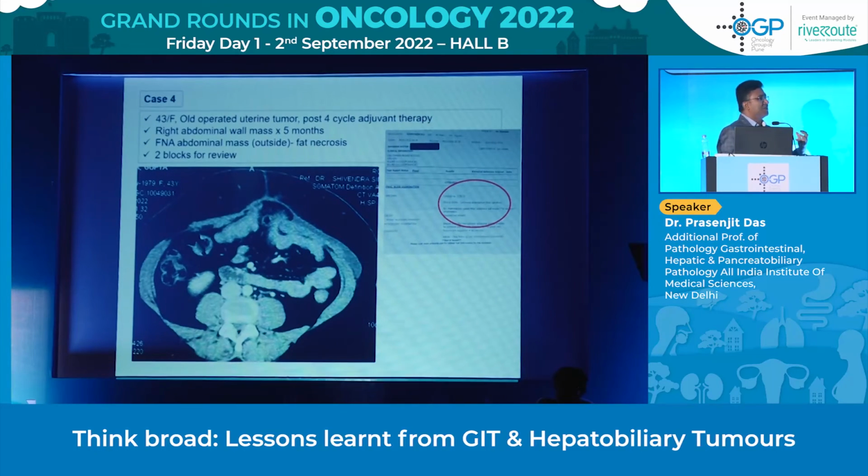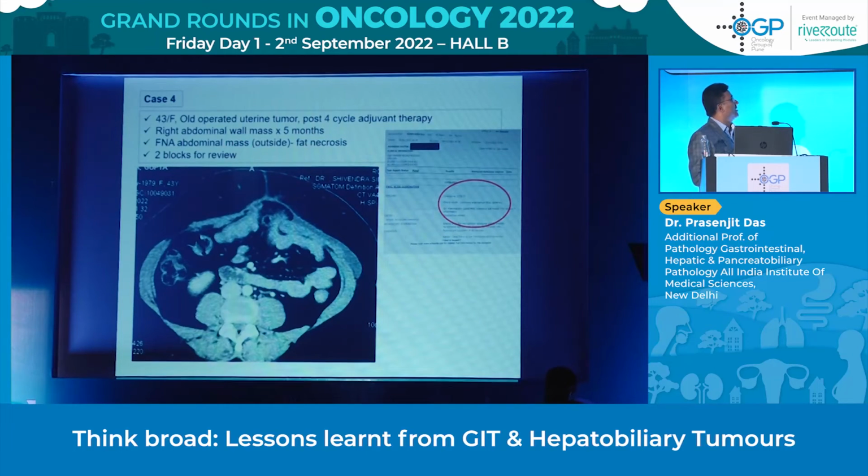Again, you can ask me why this came to the GI reporting. You will understand why as I go through. This is a 53-year-old female, with an operated uterine tumor, and you can see the attached outside report said that this is an endometrial stromal tumor. The patient already received 4 cycles of adjuvant therapy. We don't know the details. There was a right abdominal wall mass. You can see there is a mass which has been present for 5 months, and FNA was tried outside, and that was reported as fat necrosis.